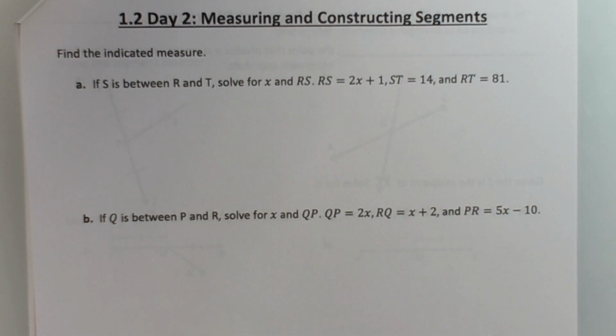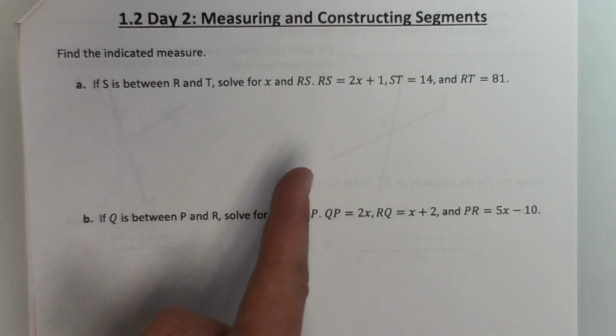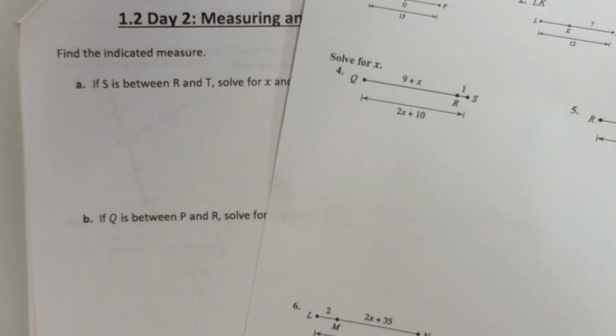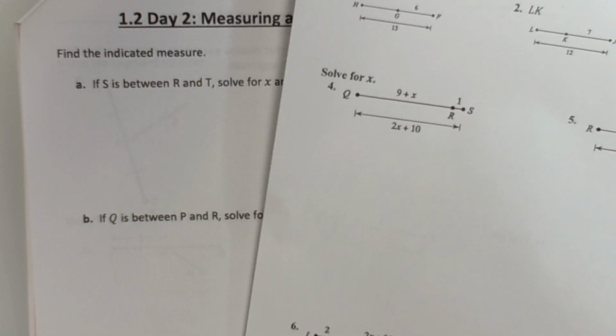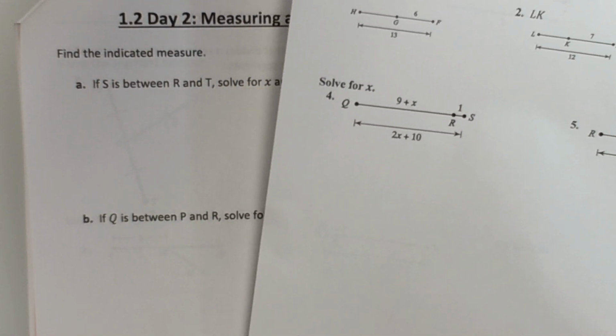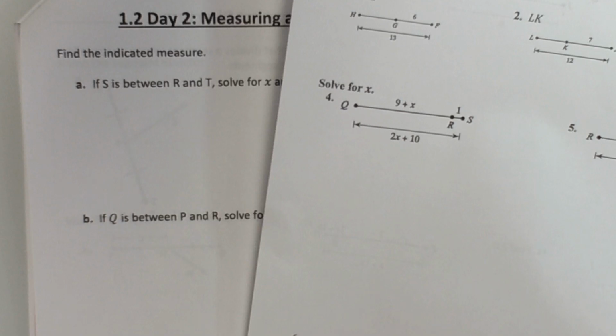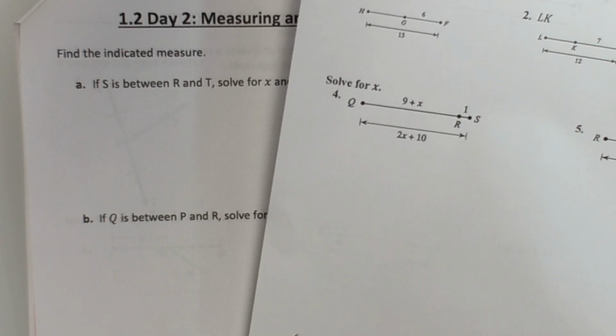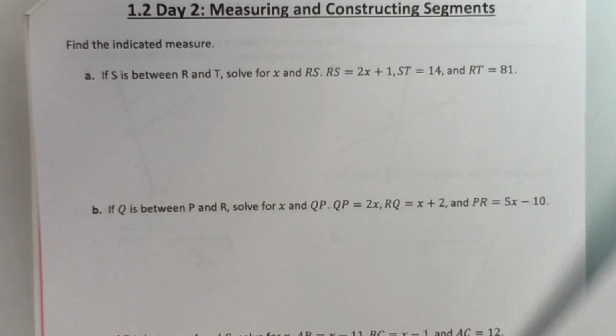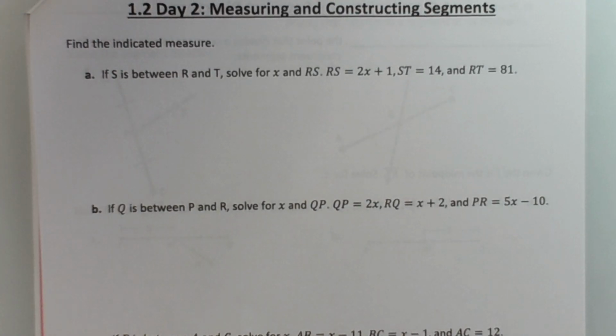So, page 9, 1.2, day 2. Focusing in a lot on the same stuff. But notice the difference between this and this? What's the big difference? Doesn't have it in the same form. These are the word problem style ones.